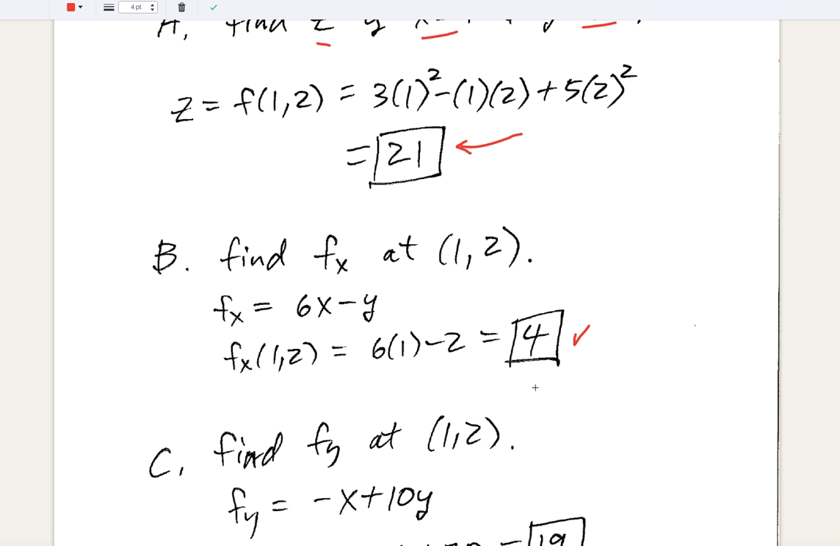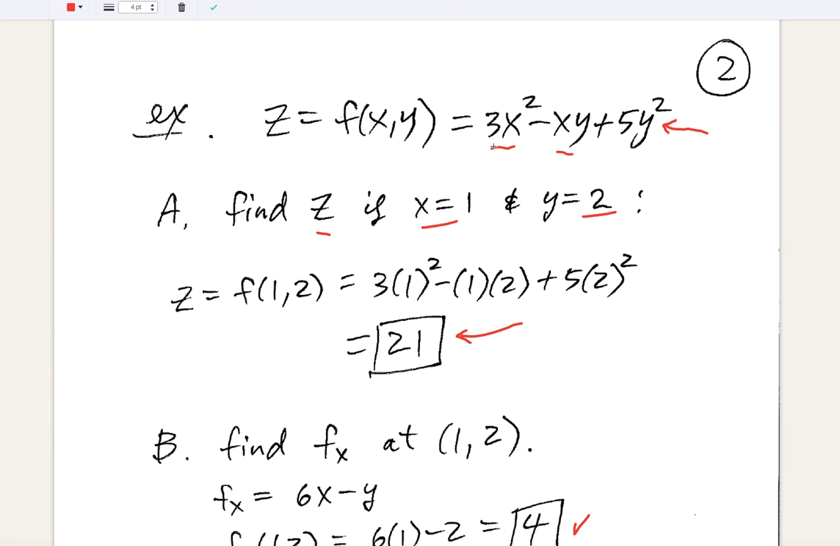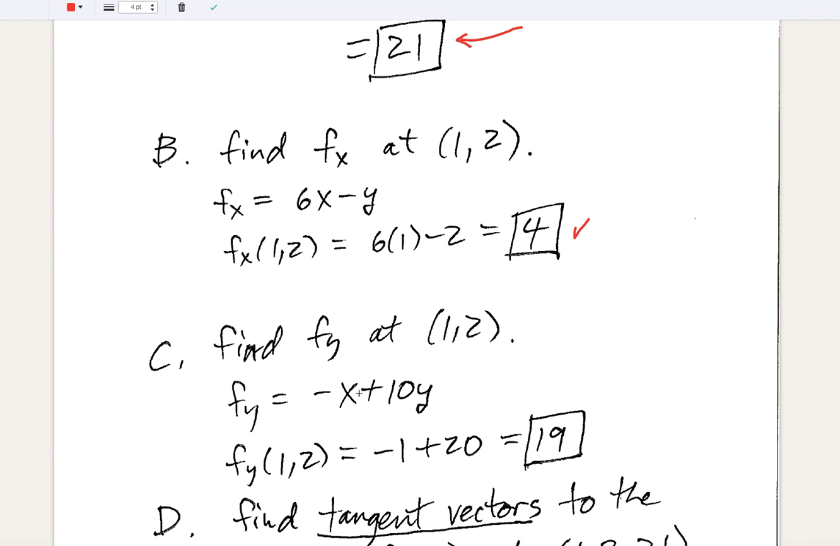Find f sub y at 1, 2. Okay, so differentiate with respect to y. We would get 0 for the first term. X is acting as a constant, so we would get negative x plus 10y. Yep, negative x plus 10y. Evaluate at 1, 2, we get negative 1 plus 20, we get 19. Okay, so these are instantaneous rates of change in the x direction and the y direction.